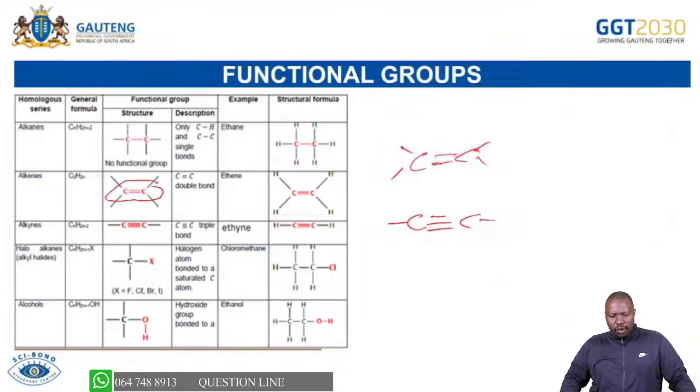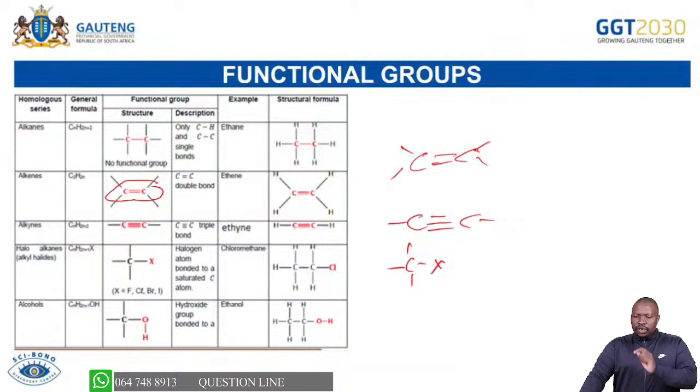So always understand the question. And then for our haloalkanes, we are writing carbon with an X there. Don't forget, carbon must have 4 bonds around it. So that's how you go about writing them. For alcohols, the same. You'll have a carbon with 4 bonds around it. Then you indicate the OH.